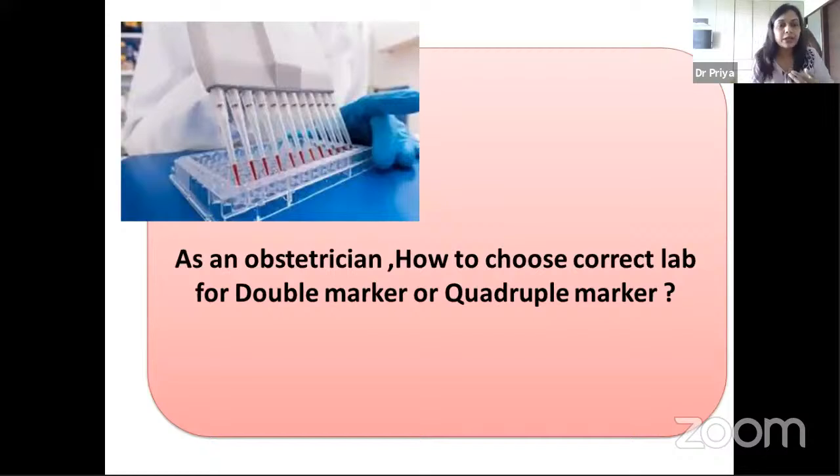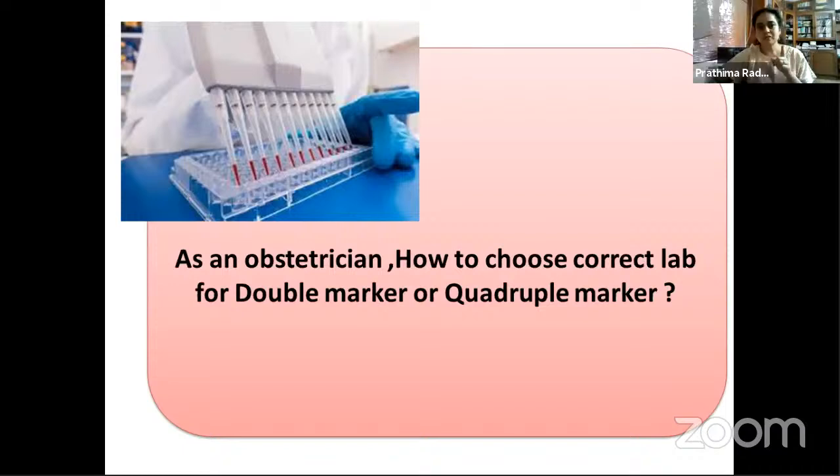Secondly, if a clinician has ordered a double marker test and the gestation has crossed 14 weeks, it's the lab's responsibility to not take the blood for double marker, and that's where the history taking from the lab side is also important. As clinicians we can note these differences, and then we should accordingly choose our labs.